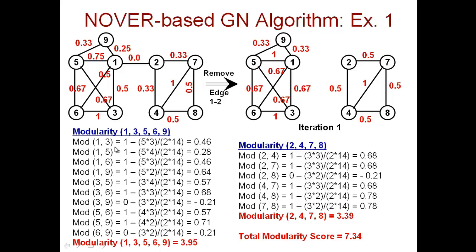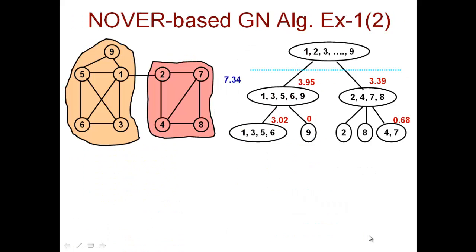Now using the pairwise modularity scores jar file, you can find all the pairwise modularity scores and add them up. It comes to 3.95. As I said in the previous video, for exam purposes, you don't need to show the actual math formula. You just identify all the possible pairs and the corresponding pairwise modularity scores from the output of the executable jar file. Similarly, for the community 2, 4, 7, 8, you find all the pairwise modularity scores and add them up. So the total is 3.95 plus 3.39, which is 7.34. As you do this, you start building a hierarchy.